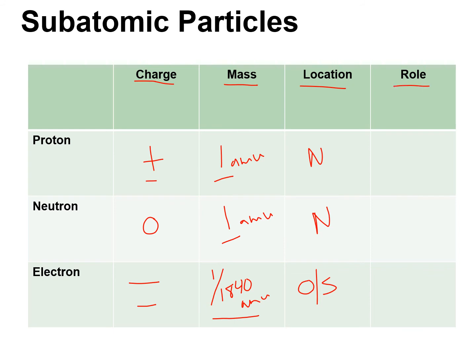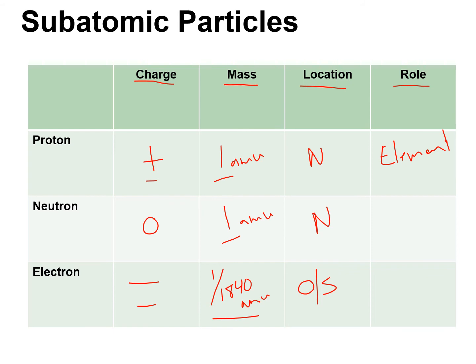Now, the last thing I just want to go through is the role or the purpose or what they do for the atom. The number of protons will determine the element. So remember, the number of protons is going to determine what element the atom belongs to. So if it has one proton, it has to be a hydrogen atom. It has no other choice. And so it's going to behave with all the characteristics of hydrogen.